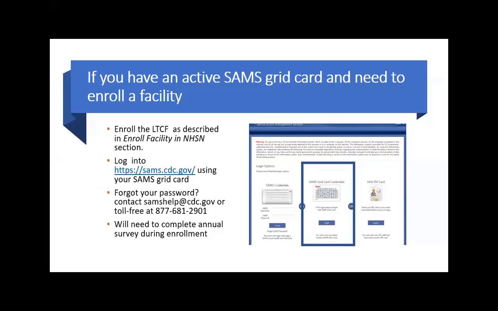Okay, so I just said if you have a SAMS Grid card, you can log in at the facility level and enroll a level 3 facility. Okay, this is what I wanted to tell you. If you have a SAMS Grid card, you can only enroll a level 3 facility. What that means is when you enroll a facility, that facility will have to go through the full process if you're assigning a new FAC admin or a new contact.